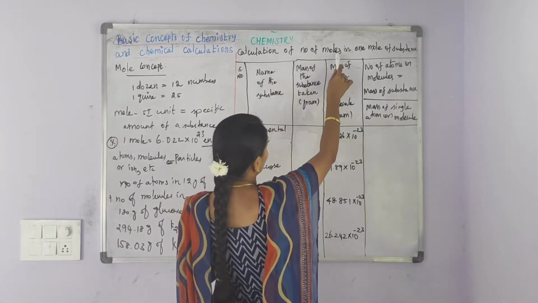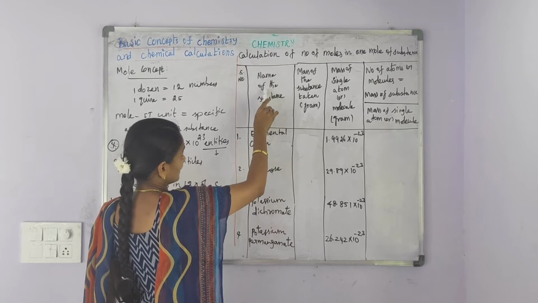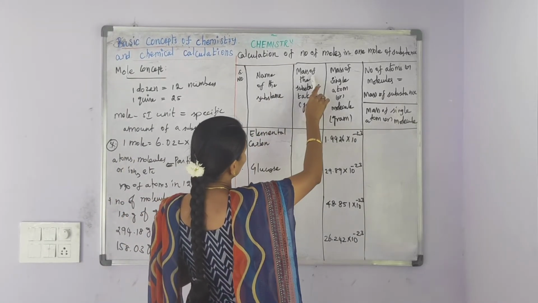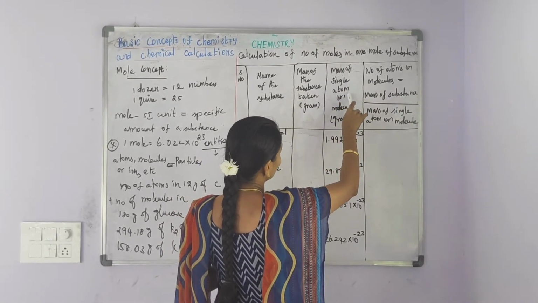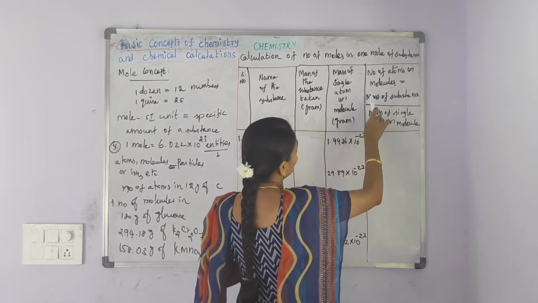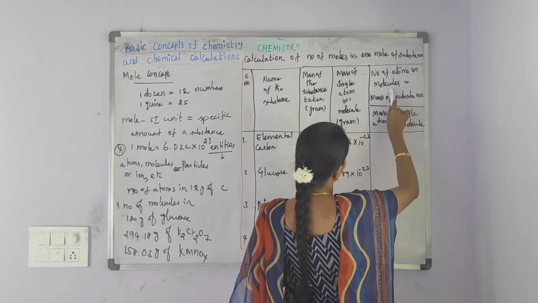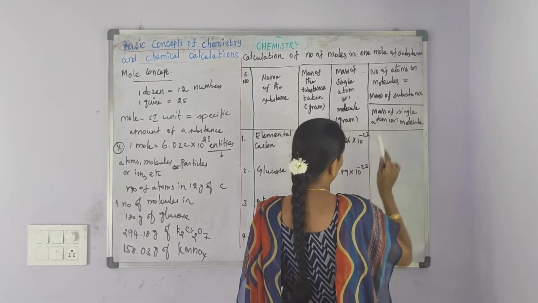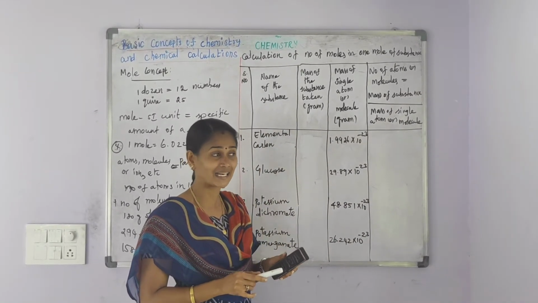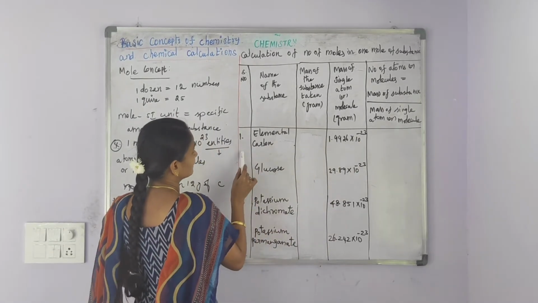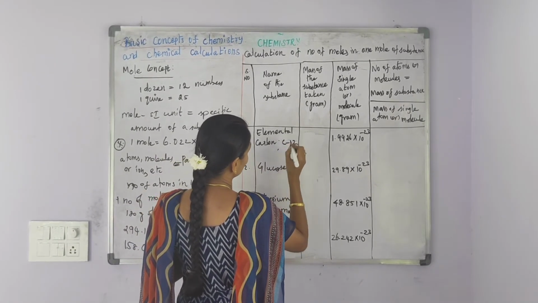Now, calculation of number of particles in 1 mole of a substance. In the table, the first column is serial number. The second one is name of the substance. Third one is mass of the substance taken in gram. Fourth one is mass of single atom or molecule in gram. And the fifth one is used for calculating the number of atoms or molecules. The formula is mass of the substance divided by mass of the single atom or molecule.